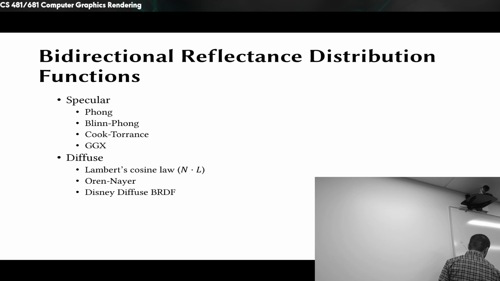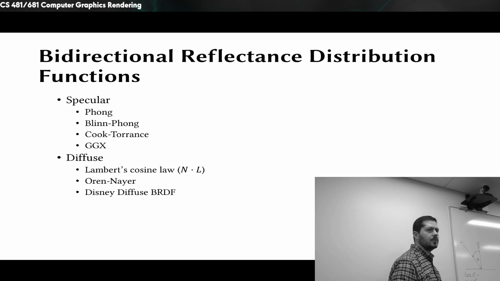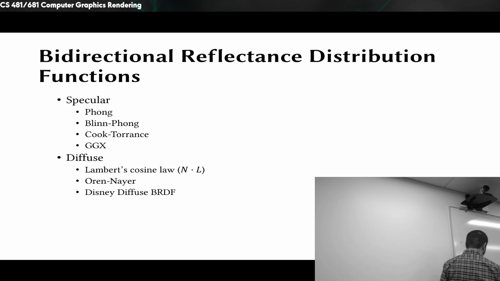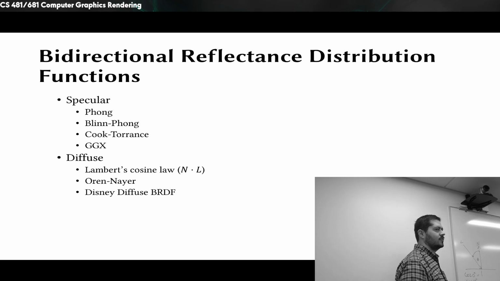let's put these out on the board here. What's the cosine of 0? 1. Cosine of 90? 0. Cosine of 45 degrees? About 0.707, that's the square root of 2 over 2.